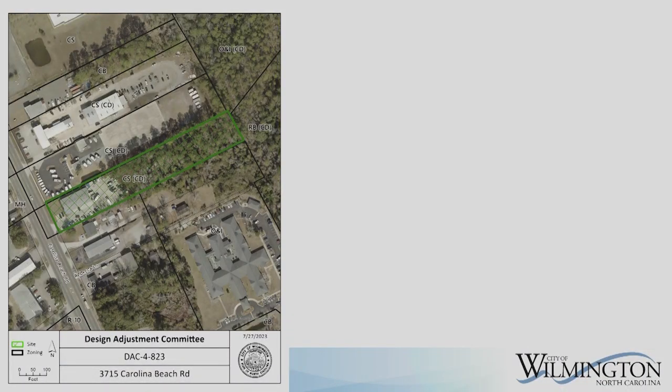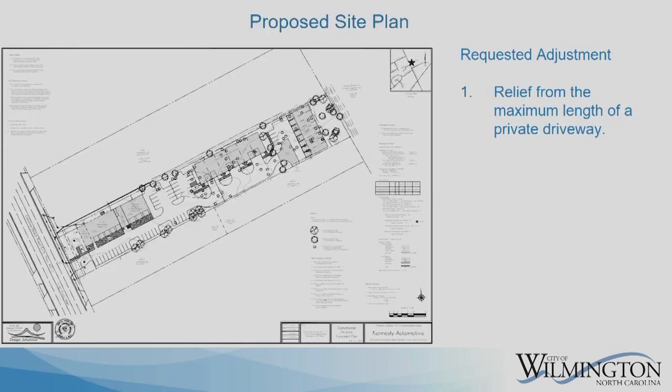Good afternoon. Case DAC 4823 pertains to approximately 1.96 acres located at 3715 Carolina Beach Road. The site is currently zoned Commercial Services Conditional District and is developed as an auto repair and service land use. Existing impervious is approximately 12,250 square feet. The applicant is proposing to modify the current conditional district to expand land use options and plans to establish a new parking lot and additional structures in the rear of the site, adding approximately 48,950 square feet of impervious coverage.